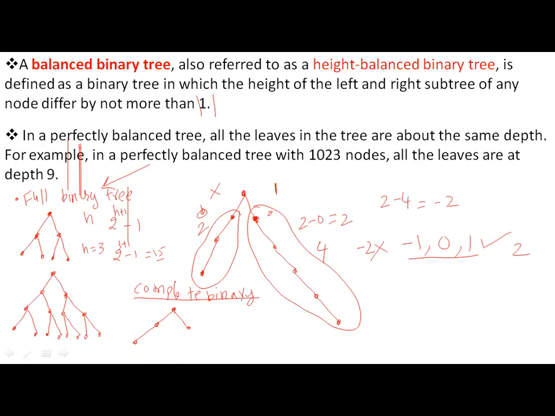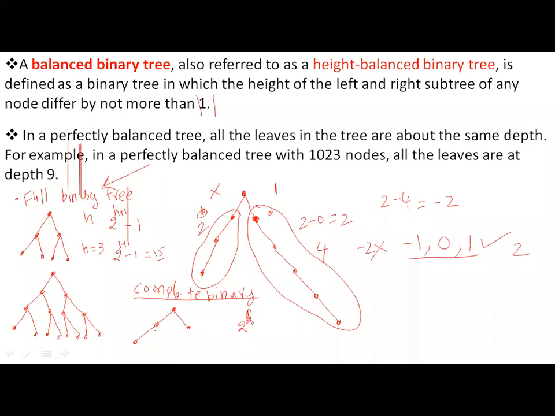How can we define a complete binary tree? Except the last level, all other levels are having 2 power L nodes. All other levels will have 2 power L nodes. So this is level 0, 2 power 0 means 1 node. This is level 1, 2 power 1 means 2 nodes. Except the last level, I said, leaf nodes, I can say. So all other levels will have 2 power L nodes.